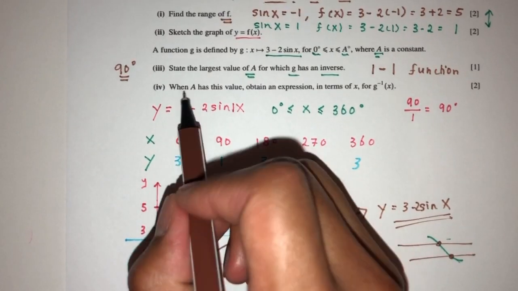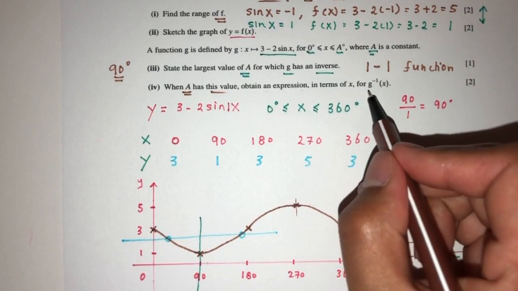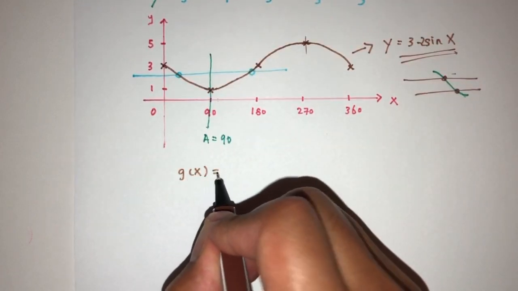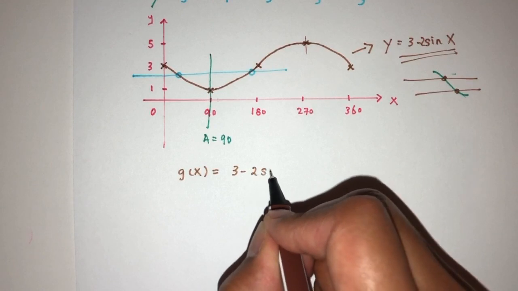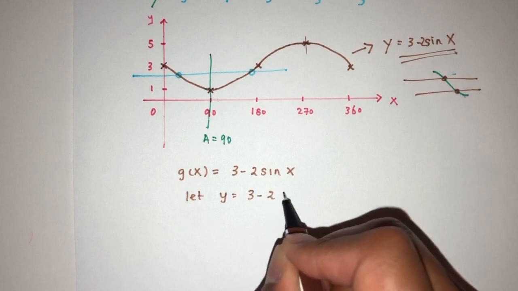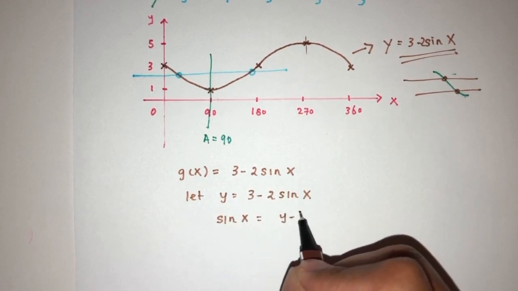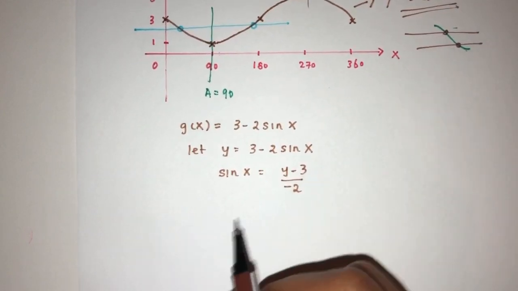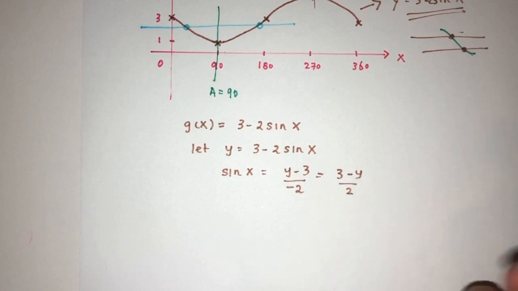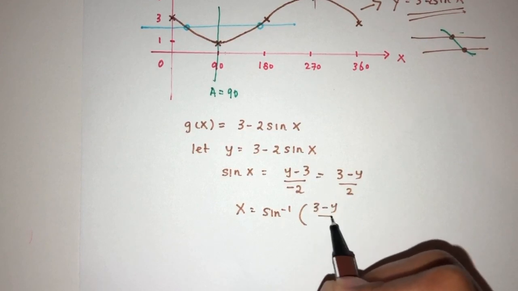Now for part 4, when a has this value, which is 90, obtain an expression for the inverse. So let's find out. We know that g of x is equal to 3 minus 2 sin x. First thing first, let y equal 3 minus 2 sin x. Now sin x will be what? y minus 3 divided by minus 2, right? We can write 3 minus y over 2. Same thing. Now x will be sin inverse of 3 minus y over 2.